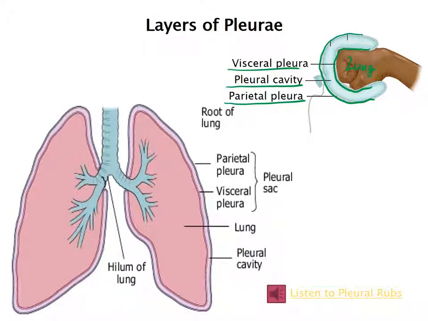Notice that at the hilum of the lung, indicated here by the stippled line, the parietal pleura is continuous with the visceral pleura. And for reference, the word hilum is simply referring to the area of the lung where structures pass in and out of the lung.